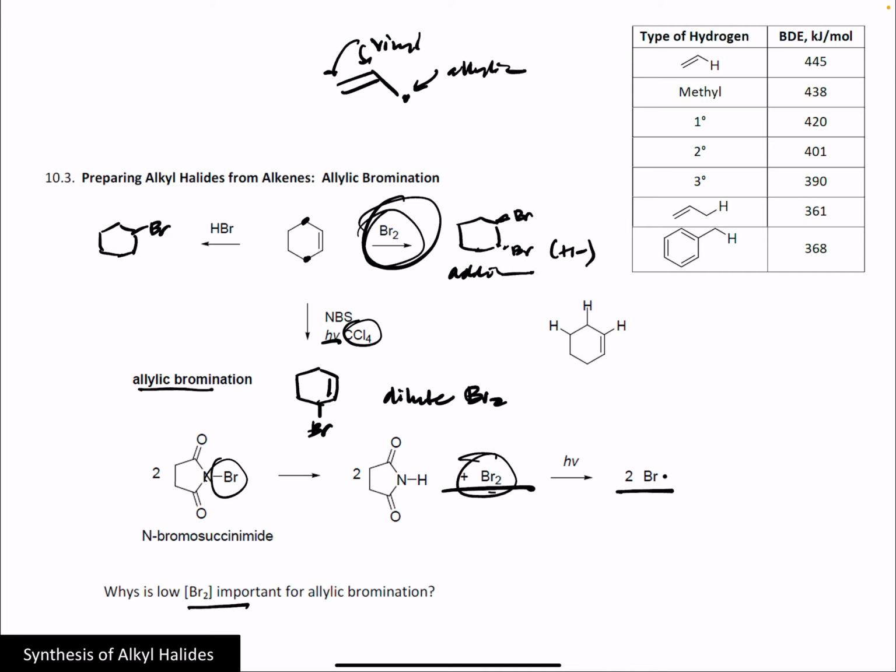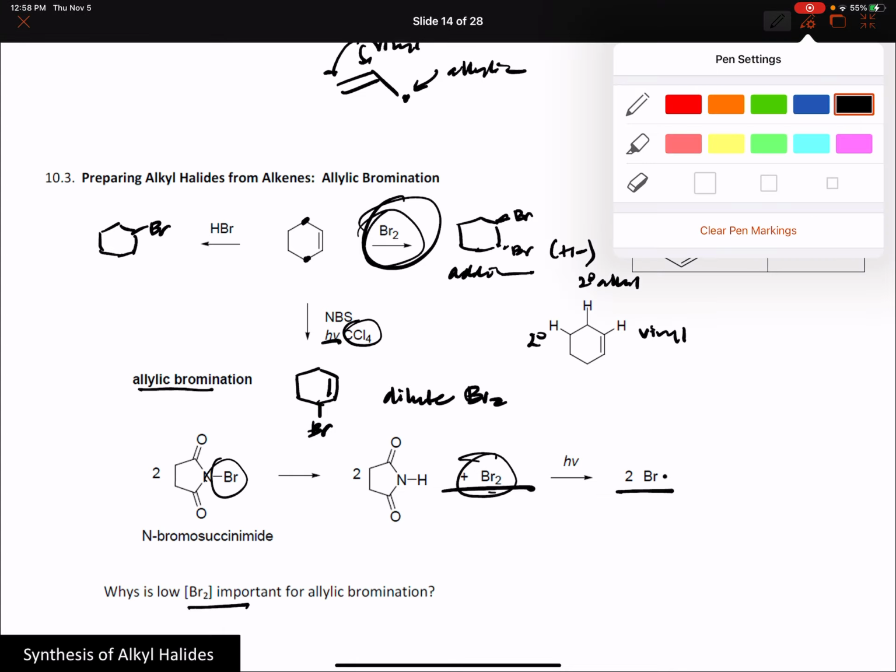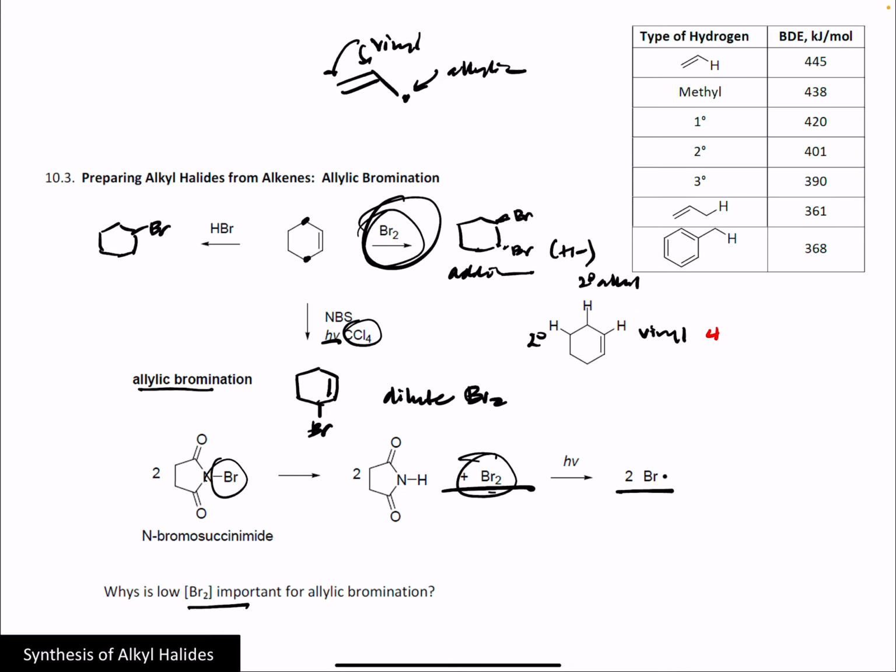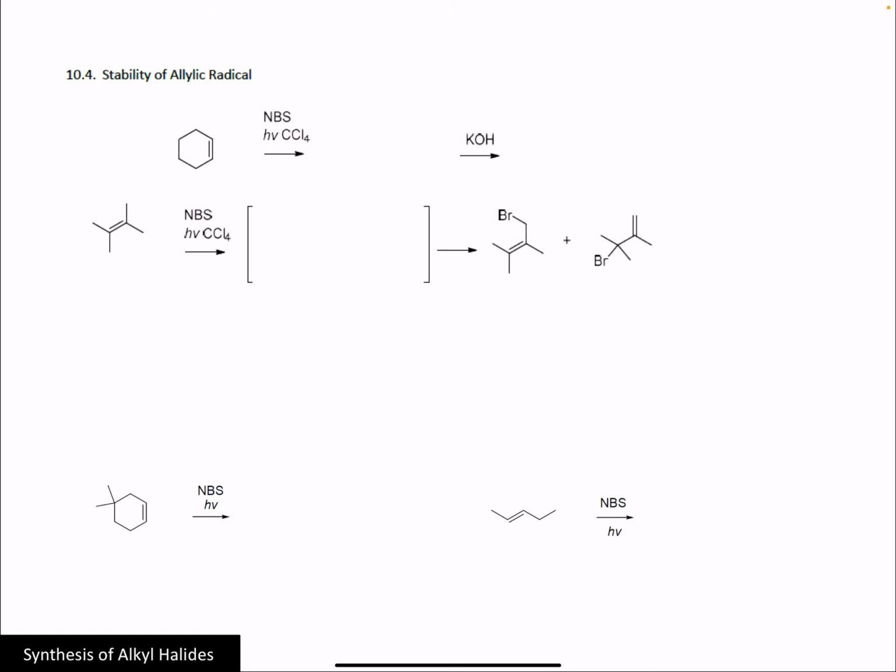Why is the allylic reaction so selective? Let's look at the energies. This would be secondary allyl, and this guy would be vinyl. What numbers do we have here from our table? Vinyl is 445 kilojoules. Secondary allyl is going to be less than 361, because it's secondary allyl, even more stable than this one, 401 kilojoules. So this is much more stable, or easier to break. The allyl radical is more stable. Remember, Hammond says it'll form faster, and we'll get our product that way.